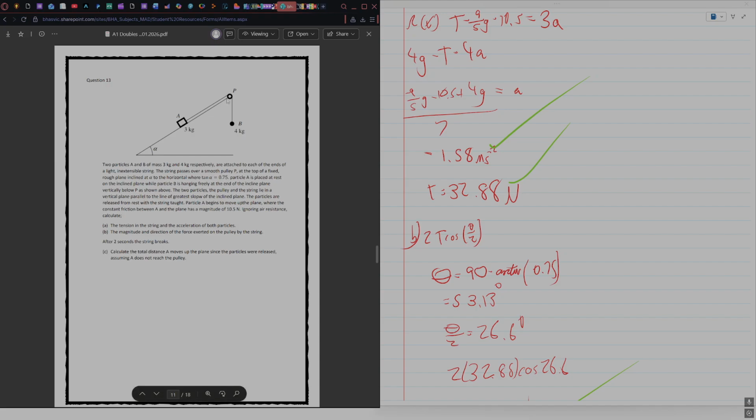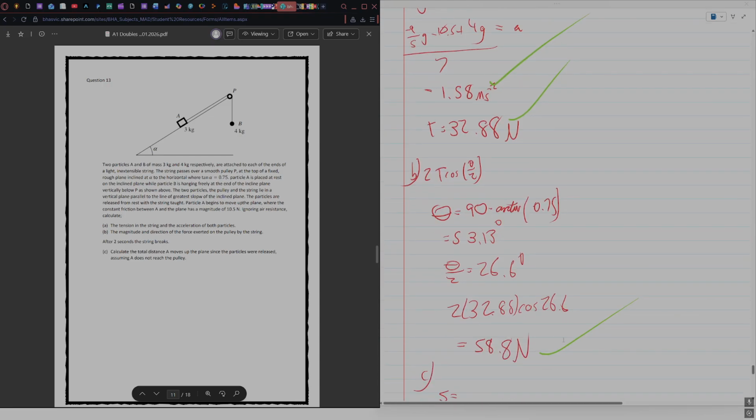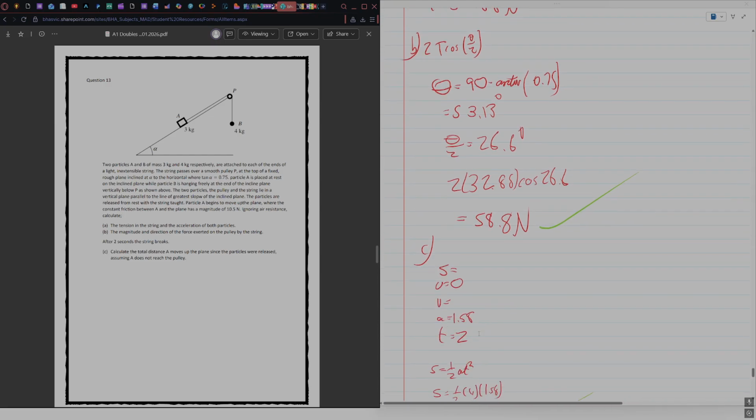did 90 minus, because you know this is a right angle triangle here. So you find alpha by using this here, then do 90 minus that, which gives you this angle, and then you can do 2T cos(theta/2), and that will give you your answer for the tension. It does say direction, but I don't even think that's on the mark scheme, or in the answers.